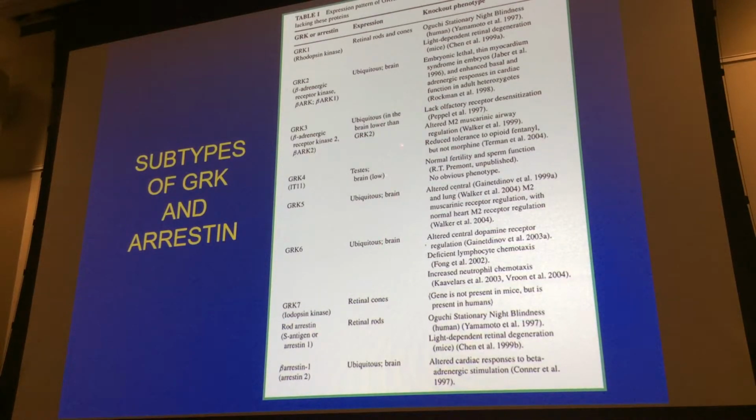But they have different distributions in the brain, and they have different specificities. There's a lot of research being done now on trying to figure out the specificities of these different GRK enzymes and different arrestins. We don't have time today to talk about that, but it's an important field.